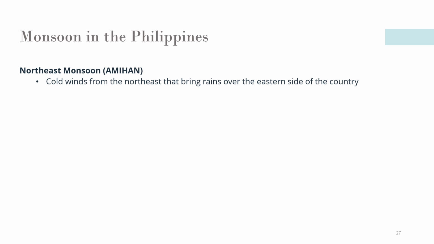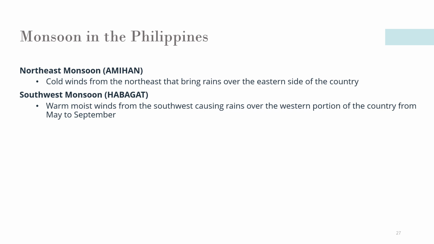And the other prevailing wind is what we call the southwest monsoon, or what is familiarly known as habagat. So this habagat wind is the warm, moist wind from the southwest that causes rain over the western portion of the country from May to September. So these are the only two very common prevailing winds in the Philippines, the amihan and habagat.